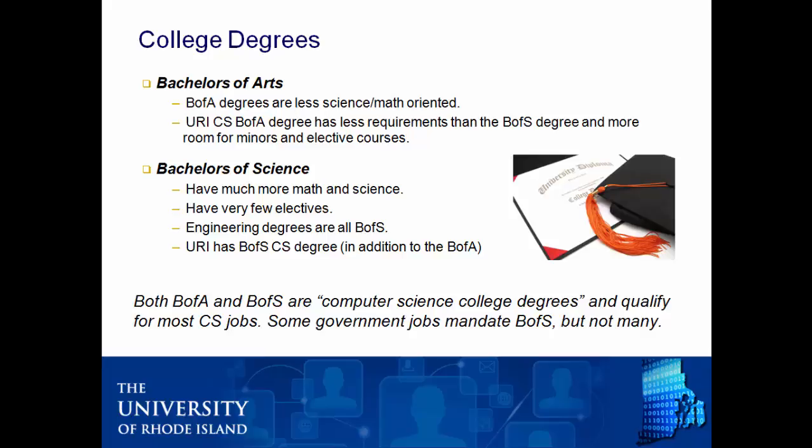Now, for most jobs, either one, a Bachelor of Arts or a Bachelor of Science degree, is fine. There are some government jobs or some jobs that are in the math and science areas that will require a Bachelor of Science. But for most jobs that are out there now, they want a computer science major. And a computer science major can either be Bachelor of Arts, where they've taken mostly computer science but some other flexible courses, or a Bachelor of Science, where they've done computer science along with math and science.